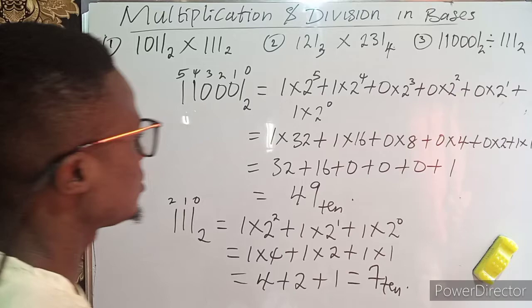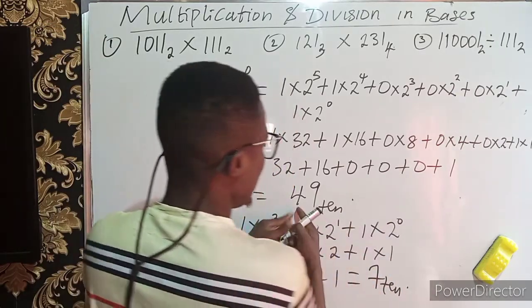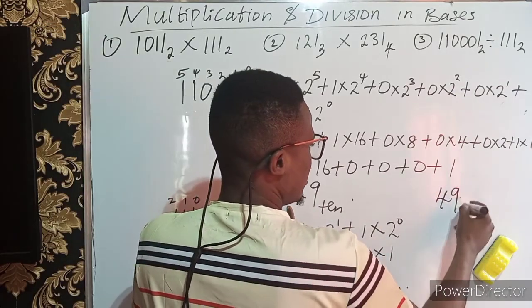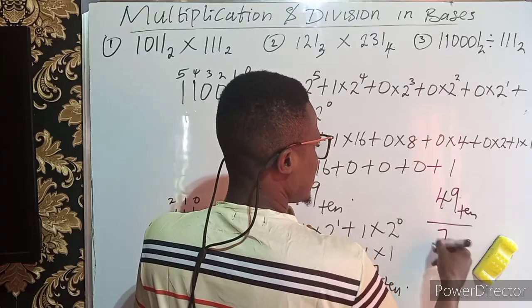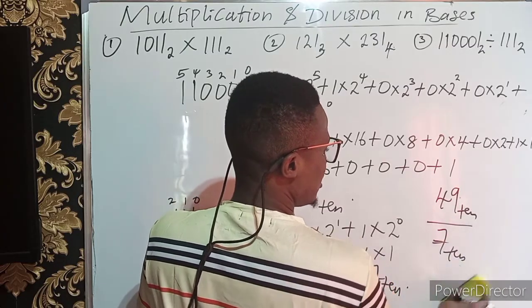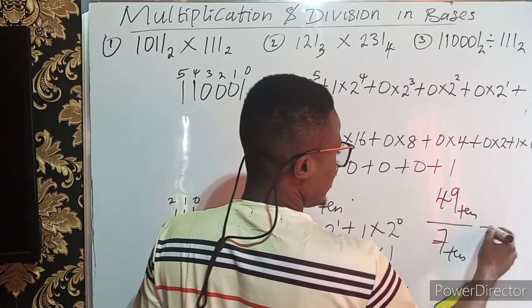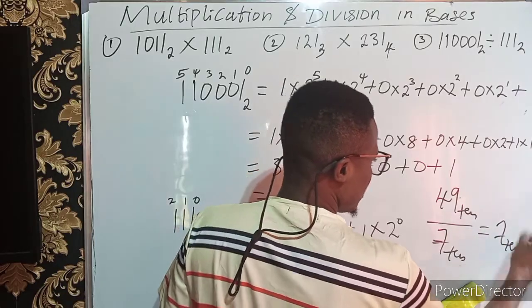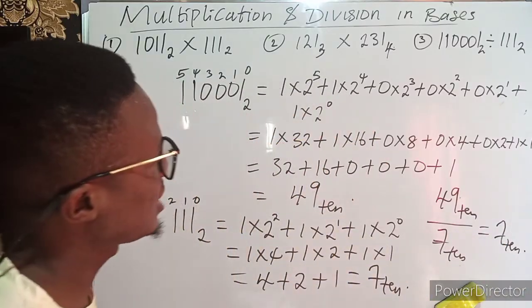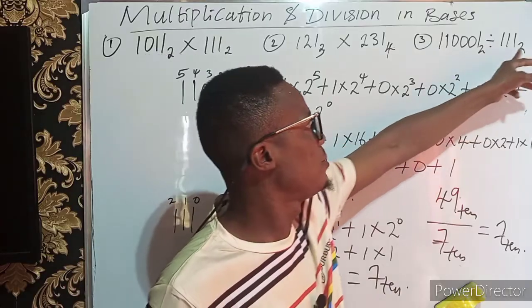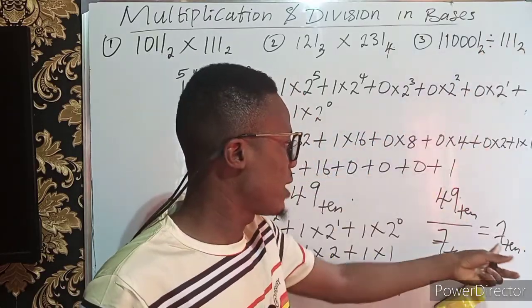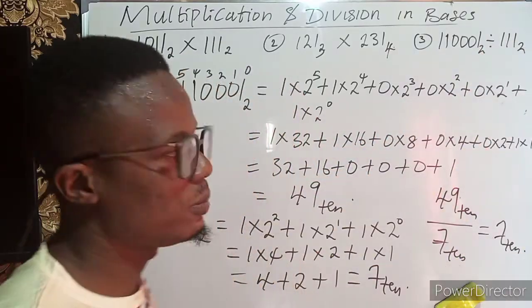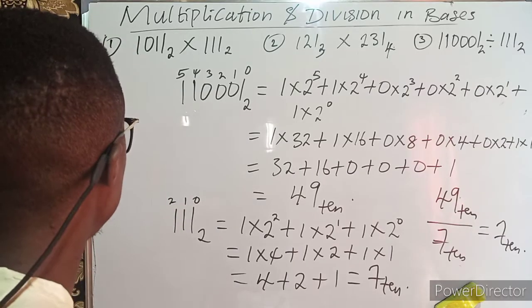But we are asked to divide, so we've just got to say the first one, which is 49 base 10 divided by 7 base 10. And of course, when I divide 49 by 7, it gives me 7, base 10. But the answer shouldn't be in base 10 since they have uniform base, base 2. So we are going to convert 7 in base 10 to base 2, and that will be our final answer.